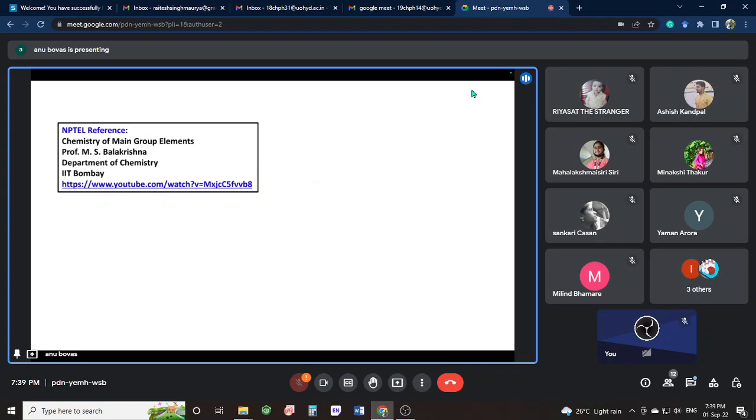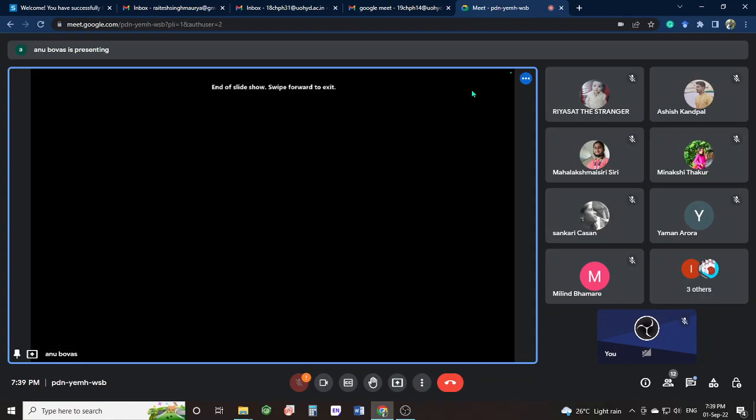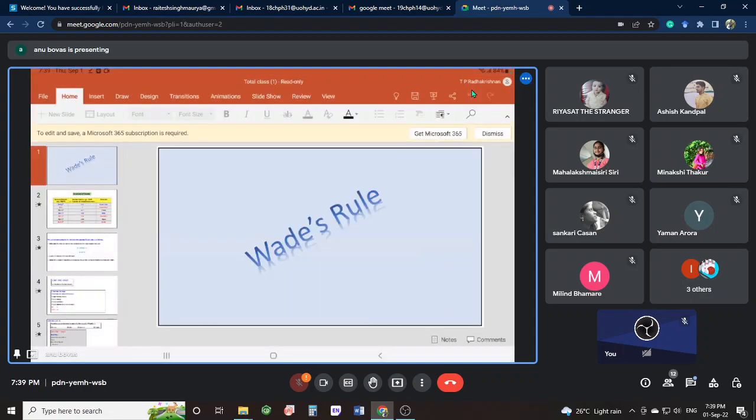I have told how to calculate this, but for basic theoretical purposes, you can visit the NPTEL site, classes from Professor M.S. Balakrishna. He has explained Wade's rule in a theoretical manner also. You can see them and understand more. My mail ID is given here. If you have any doubt, you can ask me by mail also.